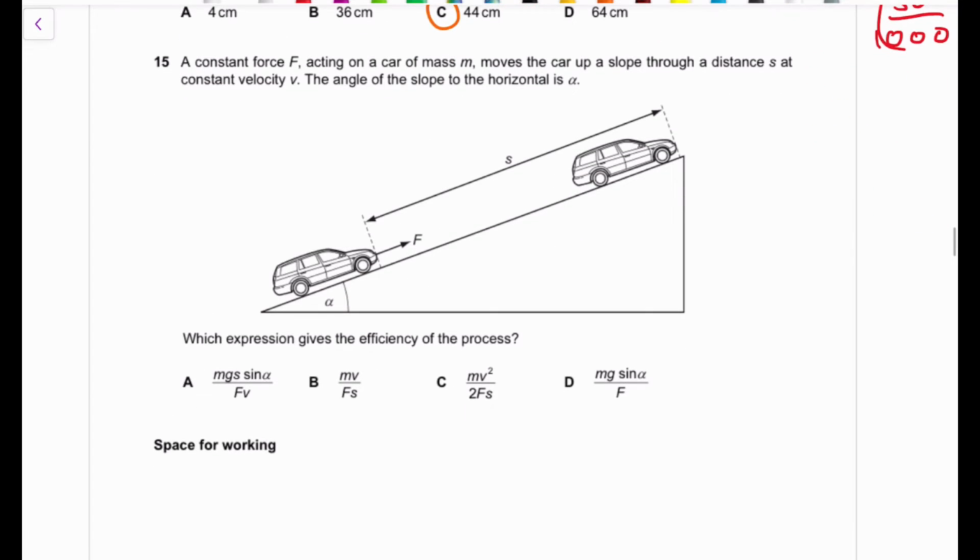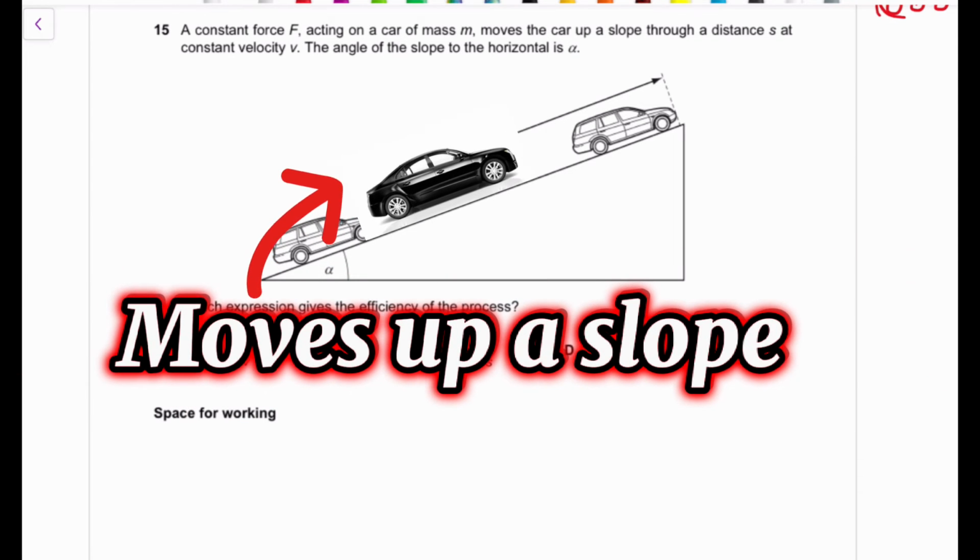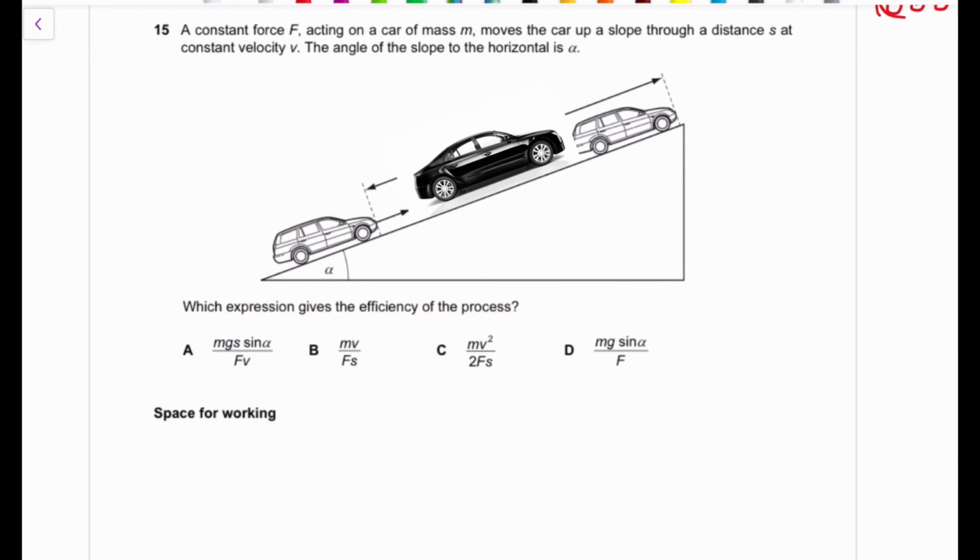Very important. Moving to question 15, we've been given a constant force F acting on a car of mass M, right? Moving up a slope through a distance S at a constant velocity V. The angle of the slope is alpha. Which expression gives the efficiency of this process?